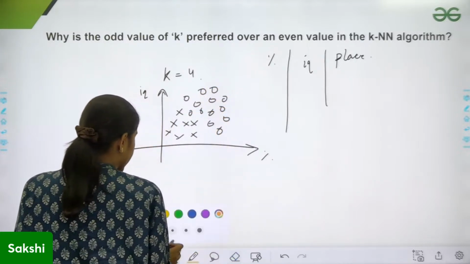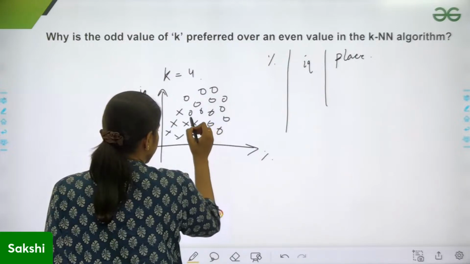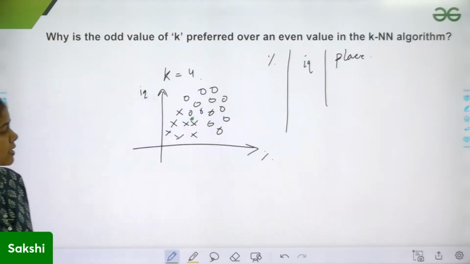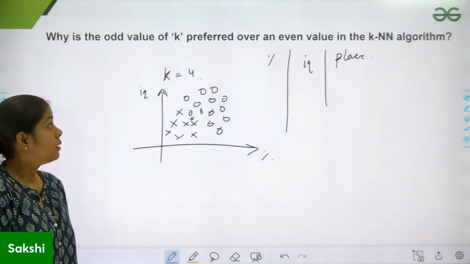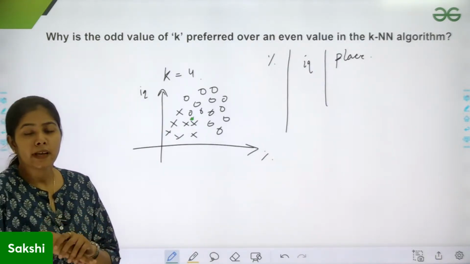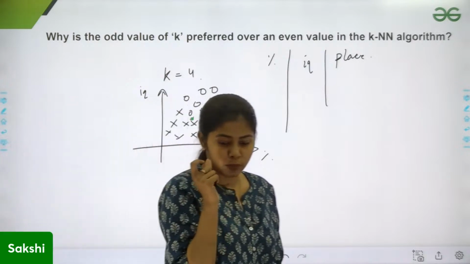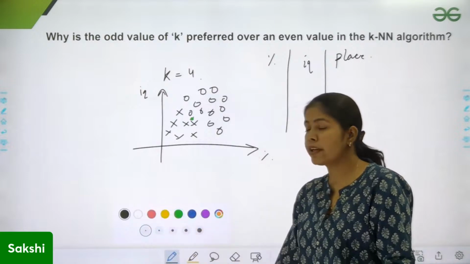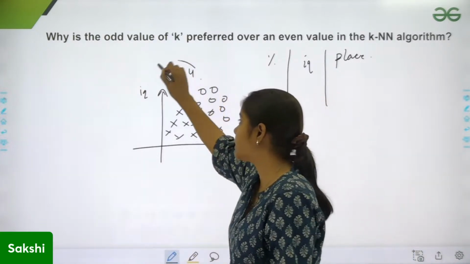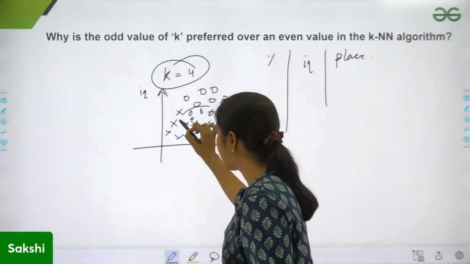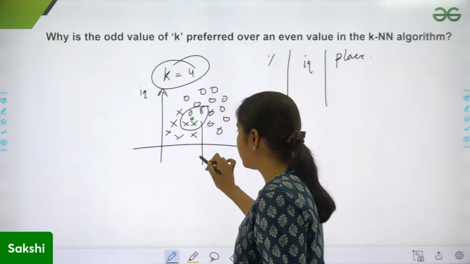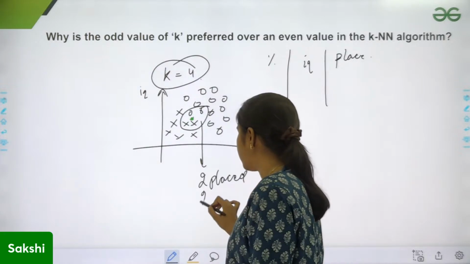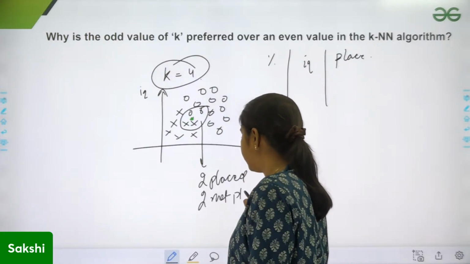So here what would happen? Let's suppose I have this data point here. Now I want to classify this point as either placed or not placed. That means I want to know whether this student gets placed or not. How would I get to know? I have to take k equal to 4, the 4 nearest neighbors. So if I check here, I am getting 2 placed, 2 not placed.